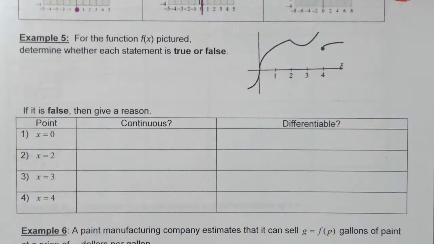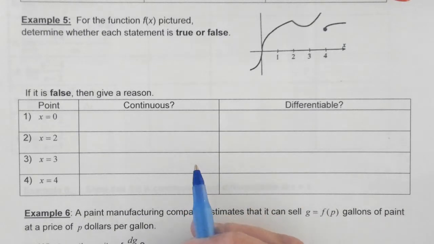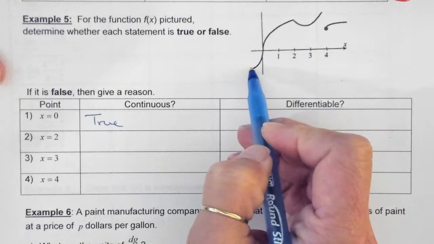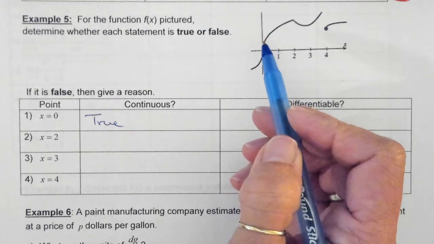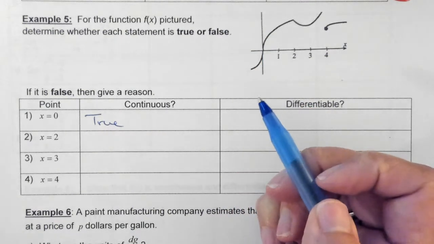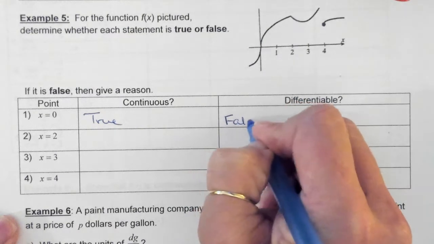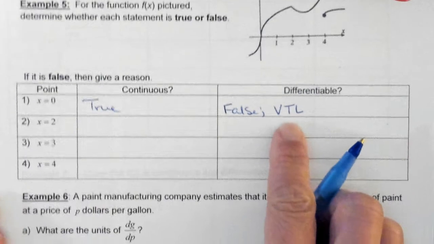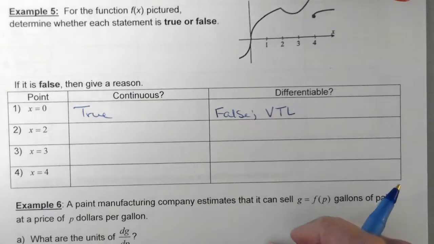All right, so at x equals 0, is the function continuous? True or false? True. Okay, basically, at 0, I could sketch this graph without picking up my pencil, right? Okay, so now let's look at differentiability. Is the function differentiable at x equals 0? Why? Perfect. Okay, so again, vertical tangent line. You should recognize this, some of you. VTL.